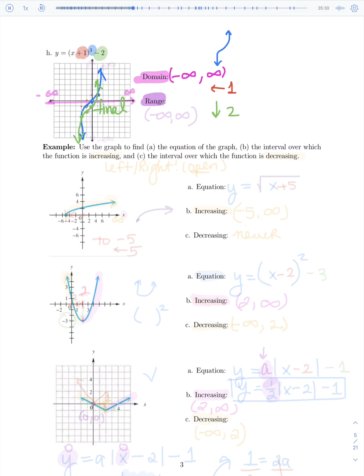Let's take a look at our range, working our way from the bottom at negative infinity towards the top at positive infinity. Notice our graph continues on forever in both directions again. So our range is also going to be negative infinity to positive infinity. And that's our final graph and our final domain and range written out.